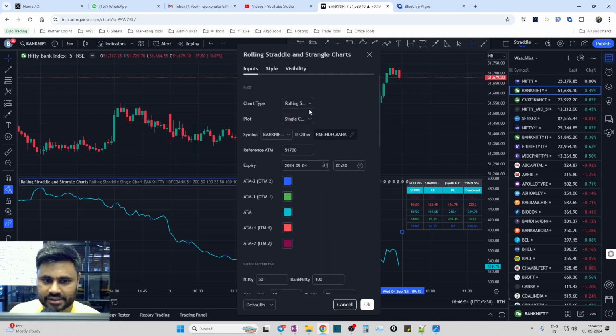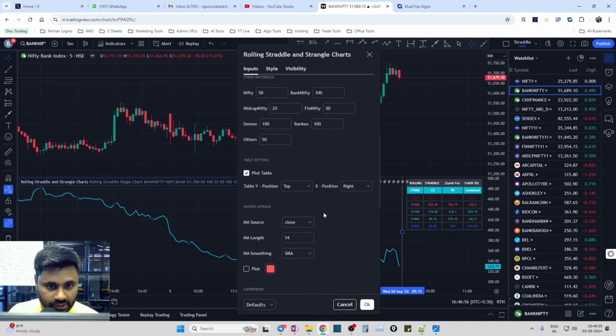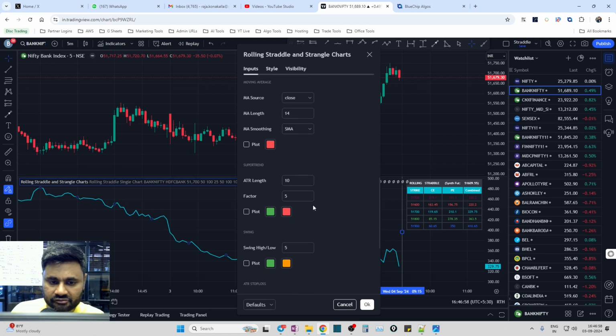And of course, you can also select whether you want to have a rolling straddle or strangle, and then single chart or multi chart. Now in this video, we are going to see 5 most important indicators that you can apply on this indicator, right? This is like indicator over indicator. It's very important, as I mentioned, because you need to know what's a good entry point or a good exit point, right? So let's take an example, moving average.